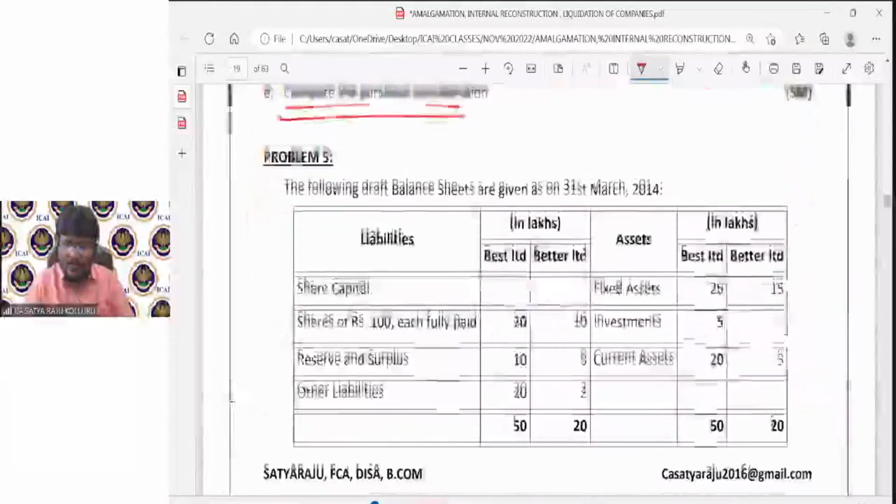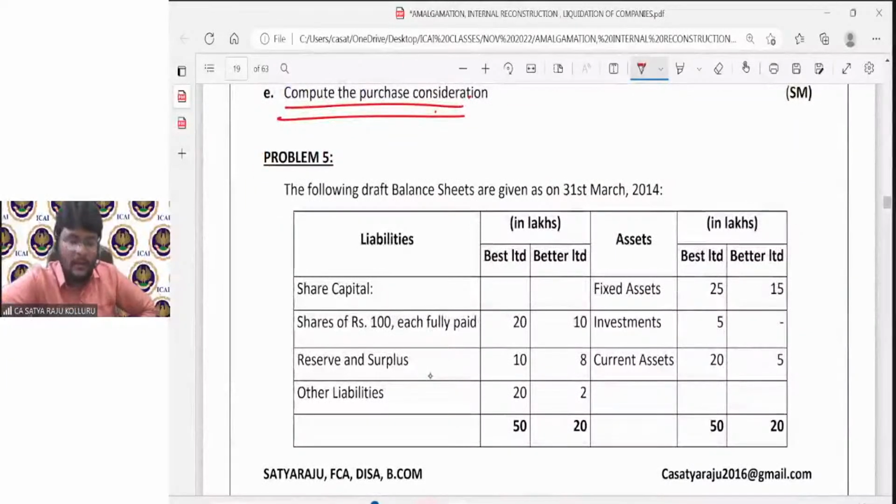All of you, please come to problem number 5. Till now, are you with me? Can I proceed to problem number 5? Or before going to problem number 5, let me know if you have any doubt quickly.